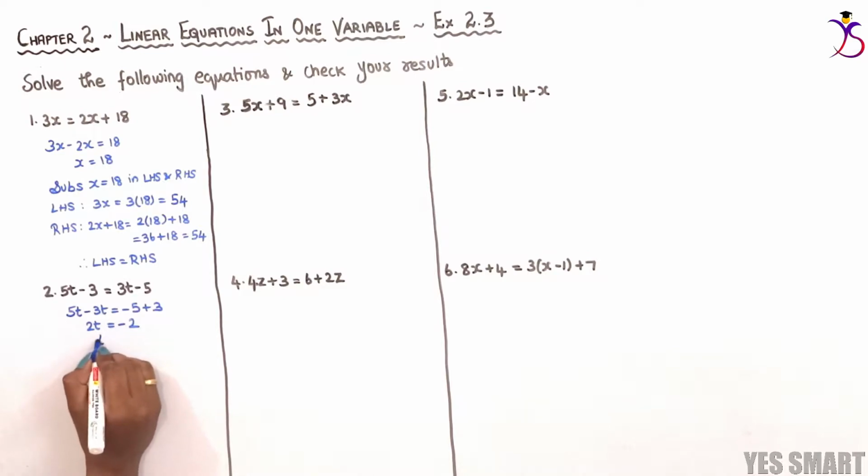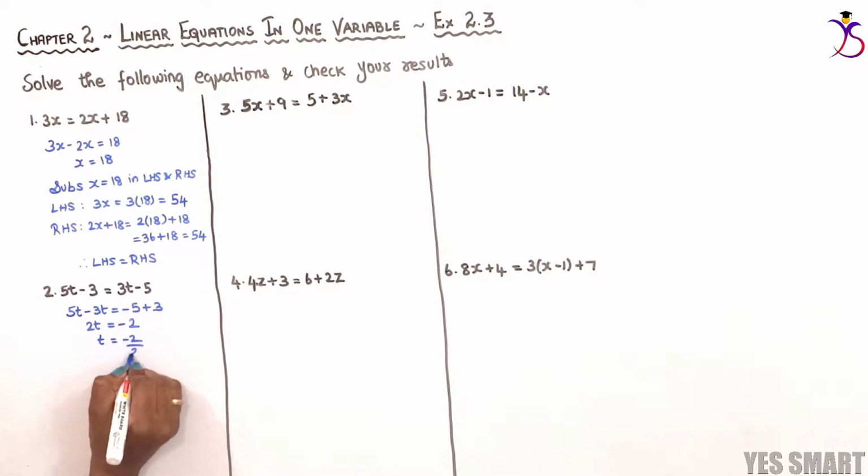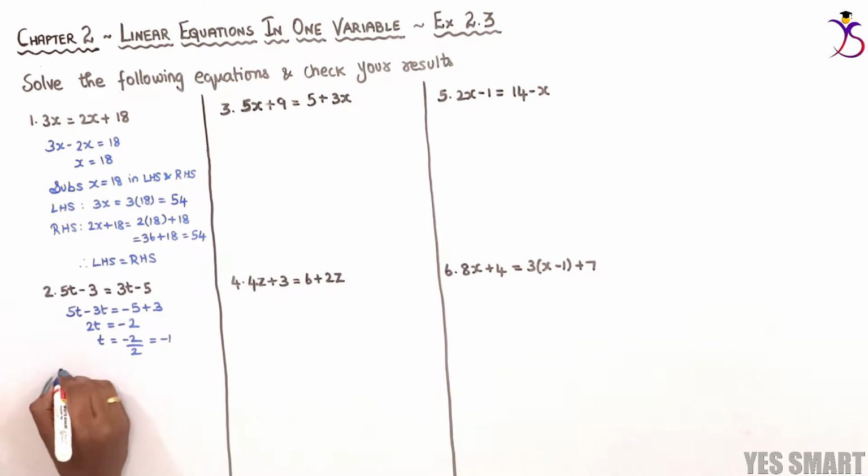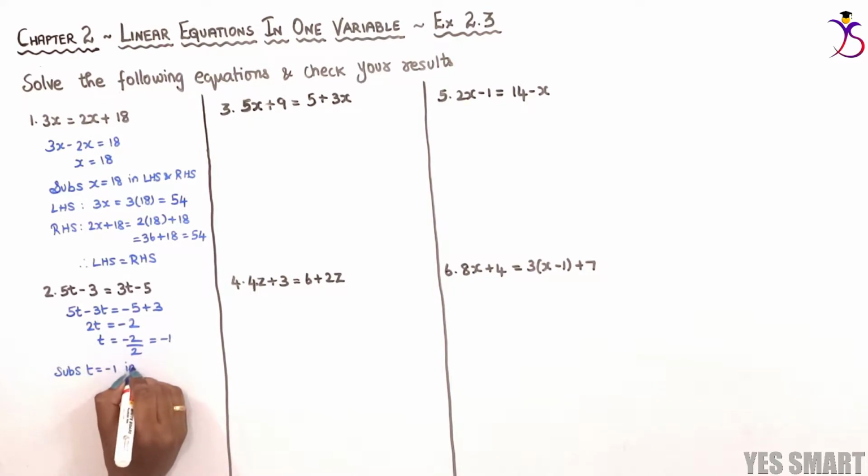Now let's transpose this 2. It becomes division. Therefore, t equal to minus 2 by 2. So equal to minus 1. Now let's verify our result. Substitute t equal to minus 1 in LHS and RHS.